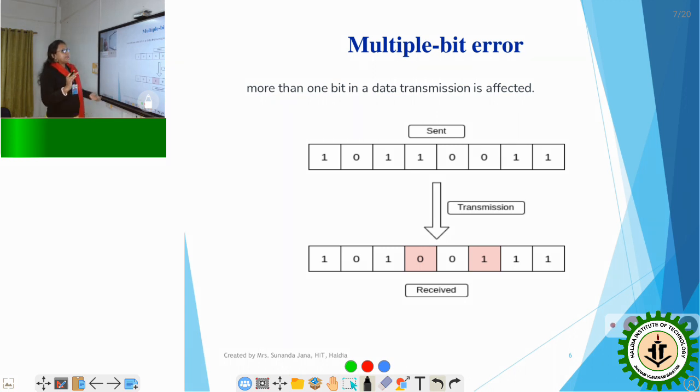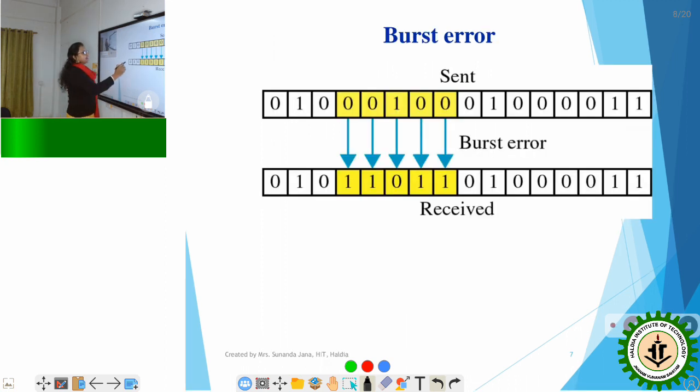Now in case of multiple bit error or burst error, if data is changed in more than one bit, that is called multiple bit error or burst error. So it may be that continuous data may change, or data in between may also change. But when there is a change of data in more than one bit, that is considered burst error.